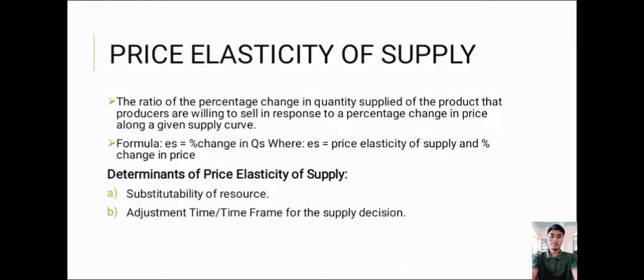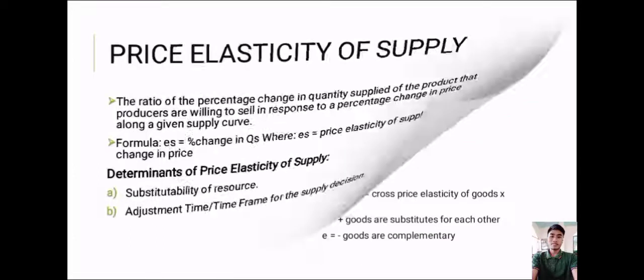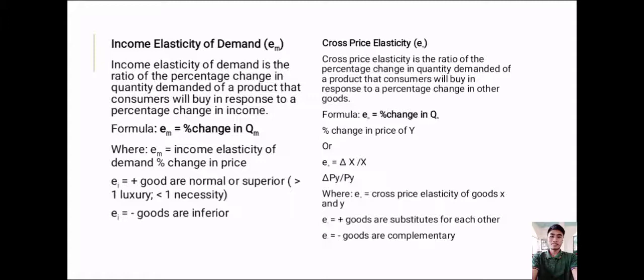So price elasticity of supply. The ratio of percentage change in quantity supplied, the amount producers are willing to sell, in response to a percentage change in price along a given supply curve. So these are the formulas and determinants of price elasticity of supply. So A, substitutability of resources, and adjustment time frame of supply decision. So these are income elasticity of demand.